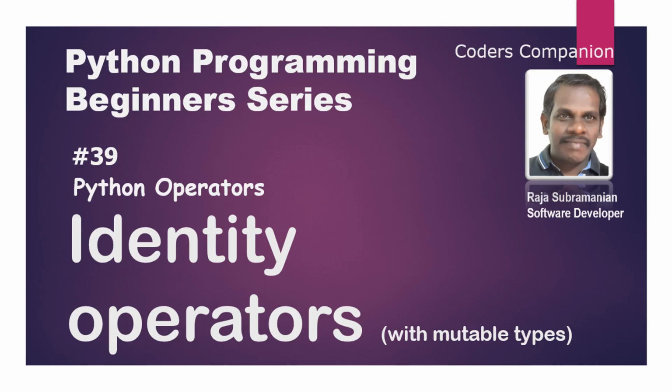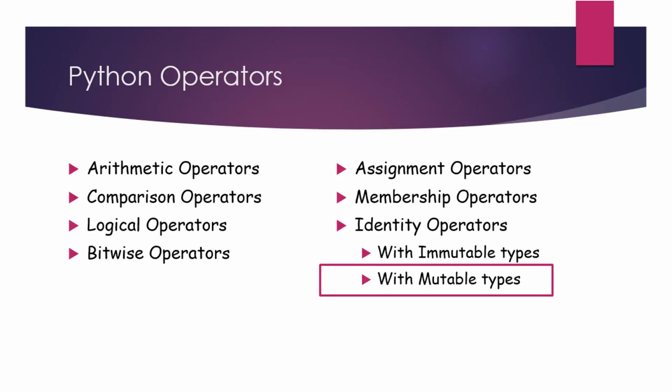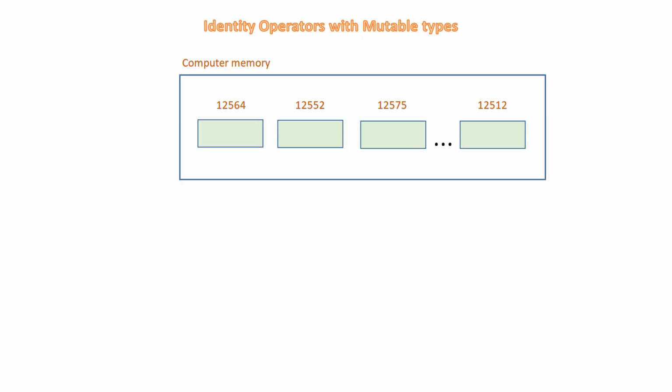Let's get started. This is the last topic in Python operators, and it's a continuation of my previous topic, identity operators with immutable types. Let's understand identity operator with mutable data type. Consider this as a computer memory. We will have memory locations to store values, and these memory locations are identified by its address.